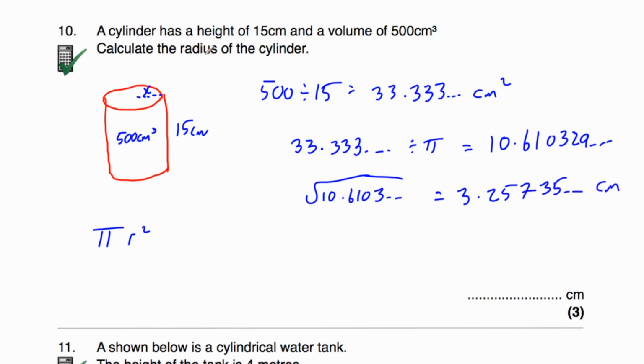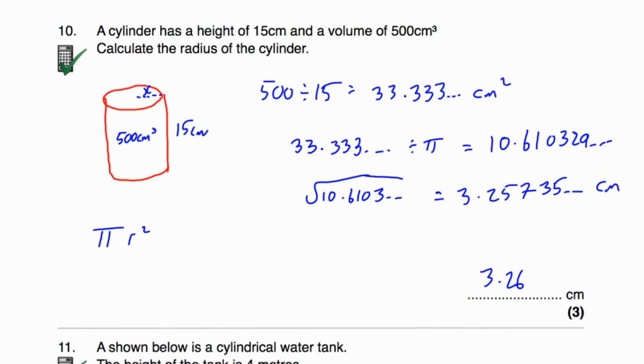Now the question doesn't ask us to round it to so many decimal places. I'm going to round it to 2 decimal places, so it's going to be 3.26. So the radius of the circle will be 3.26. And just checking how we did that, the volume was equal to 500 centimetres cubed. We divided it by the height of the cylinder, the 15, to find the area of the circle. To find the area of the circle, we square the radius and then times it by pi. So if we divide by pi and then square root it, we can find the radius of the circle, which is also the radius of the cylinder.